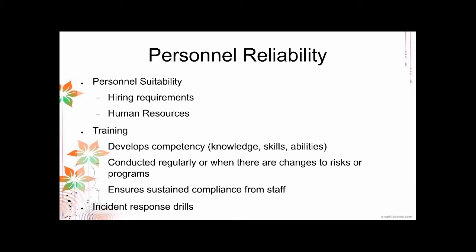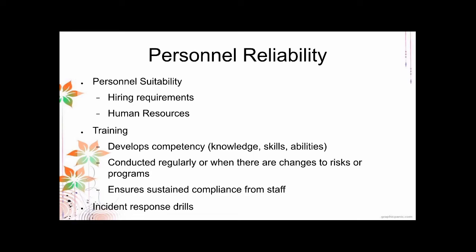And then training. So aside from the degrees and the skills they have when coming in, of course, the environment within each workplace is different. So there must, of course, be training for the personnel. The training helps develop competency in the workers. So they give knowledge, skills, and abilities to your workers. Training should also be conducted regularly, or when there are changes to risk, or there are additional programs, or you change some procedures in the program.